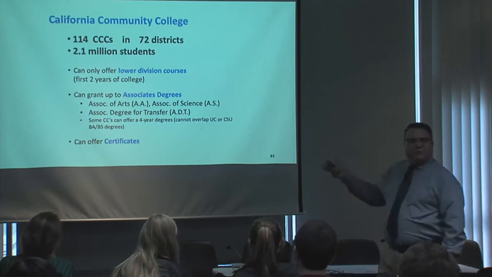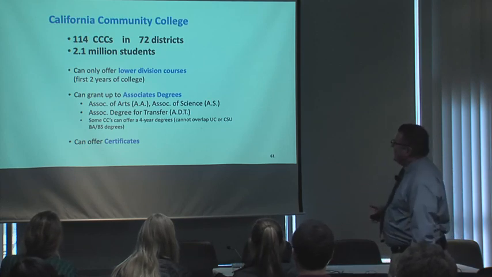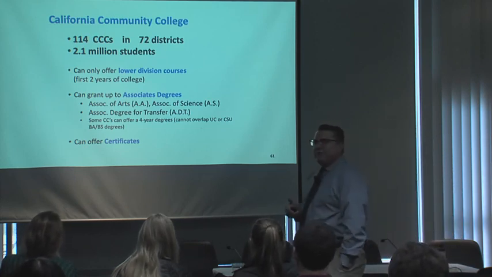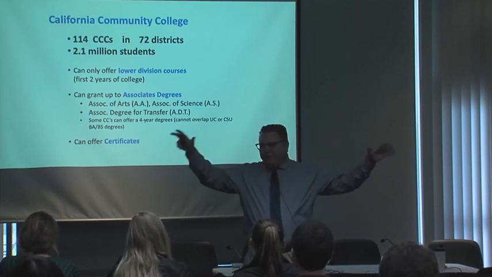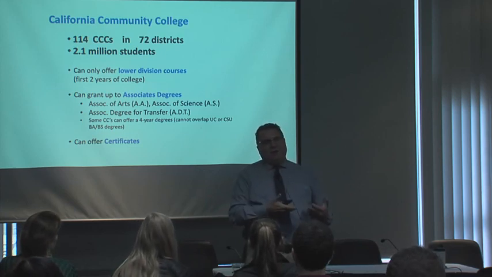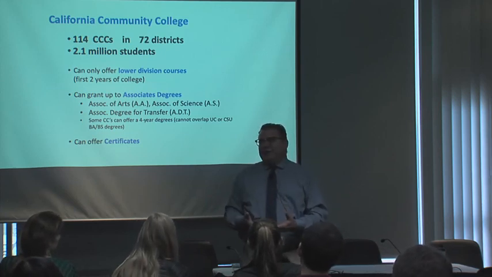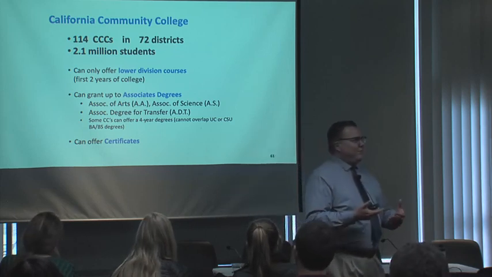But as you see, we have transfer opportunities. I'm going to show you the effect on the next slide. There are 72 districts, so they're locally governed, even though we're under a bigger umbrella. Our boss at Hancock is really five elected officials, just like in a high school district, you elect someone to your board of trustees every 4 years.